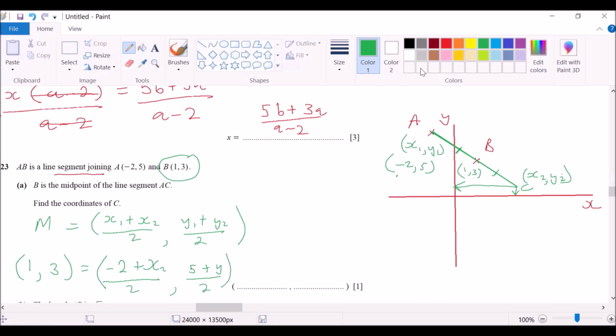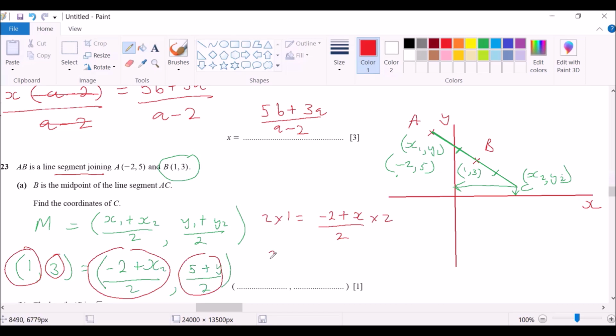Now, we may compare this being equal to that and this being equal to that by saying 1 is equal to -2 plus x over 2. We multiply both sides by 2, and we have 2 is equal to -2 plus x2, which is our x-coordinate for C. Take this to that side. We now have 2 plus 2, which is 4, is equal to x2. So our x2, which is the x-coordinate of C, is 4.